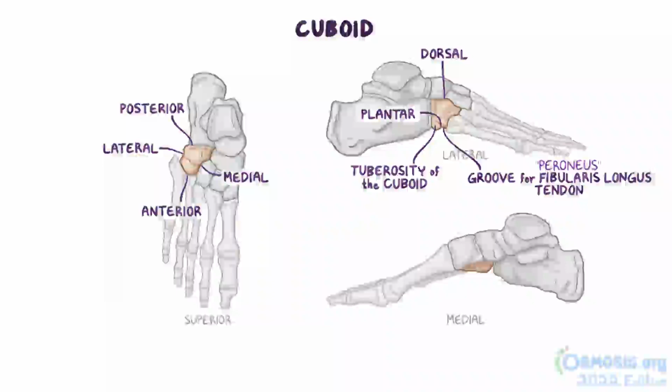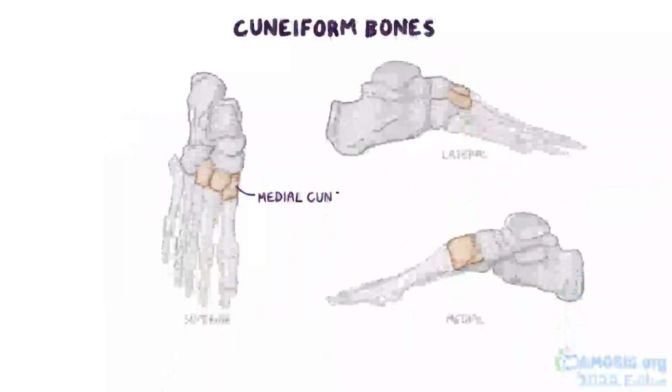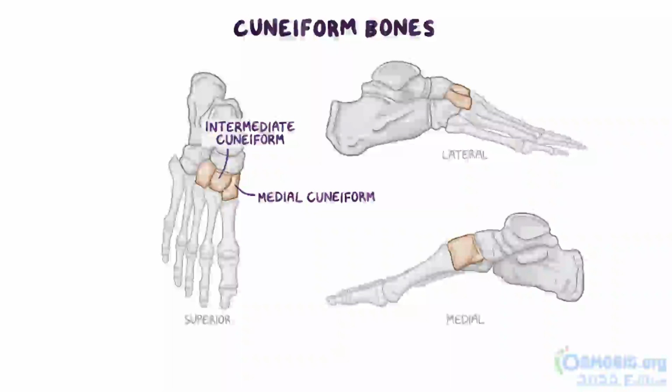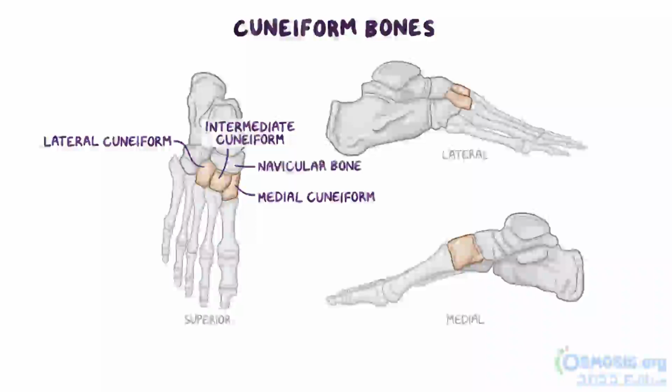The last 3 bones of the tarsus are the wedge-shaped cuneiform bones. The medial cuneiform is the first and largest bone. The intermediate cuneiform is the smallest of the bunch, and the third and final bone is the lateral cuneiform, which is the only one to articulate with the cuboid. Each cuneiform articulates posteriorly with the navicular bone, and anteriorly with the base of its corresponding metatarsal.